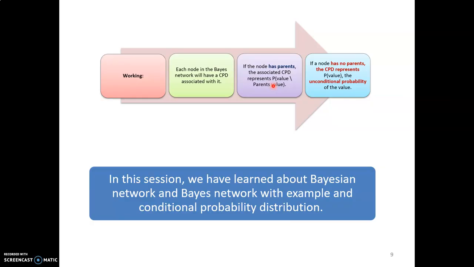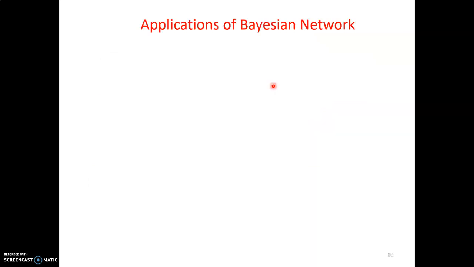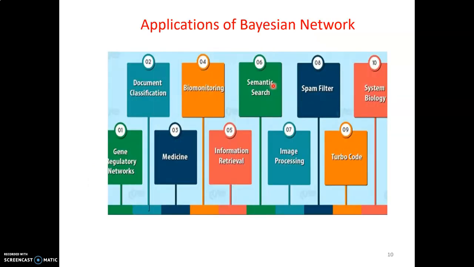So here we learned about Bayesian networks, with an example and conditional probabilities, and how the CPD is applied to the Bayes network. Here are some applications of Bayesian networks. One is gene regulatory networks. Another application is document classification. Then medicine, biomonitoring, semantic search, spam filter, systems biology, image processing and data retrieval. These are some fields of applications using Bayesian networks. Thank you.